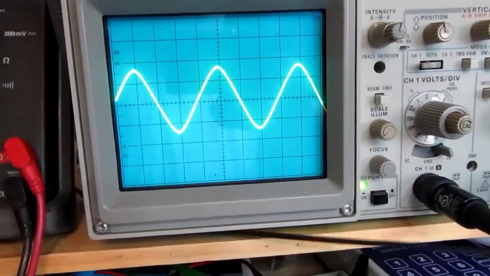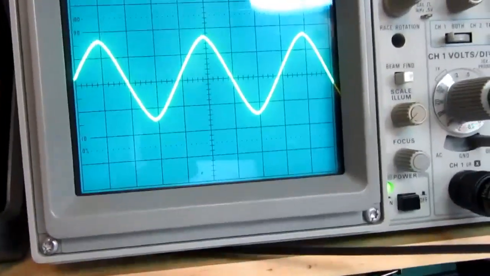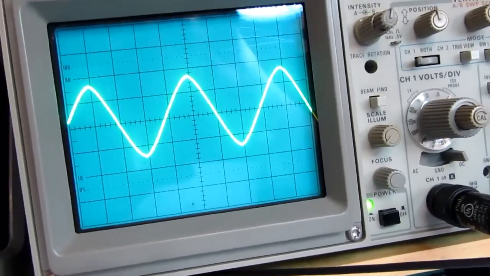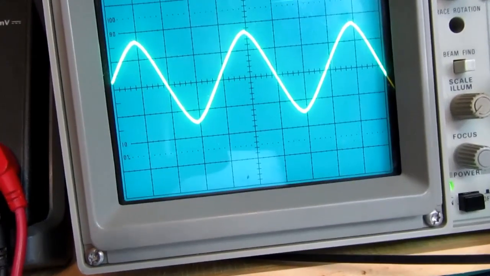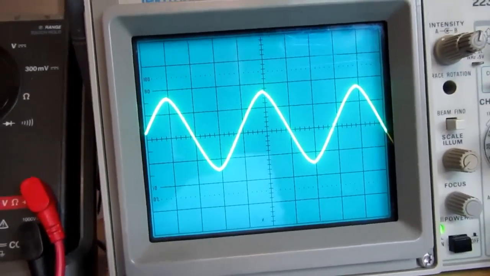But it's still a sucky sine wave. It has a lot of harmonics in it that it shouldn't have. And it should be better than that. It really should be.